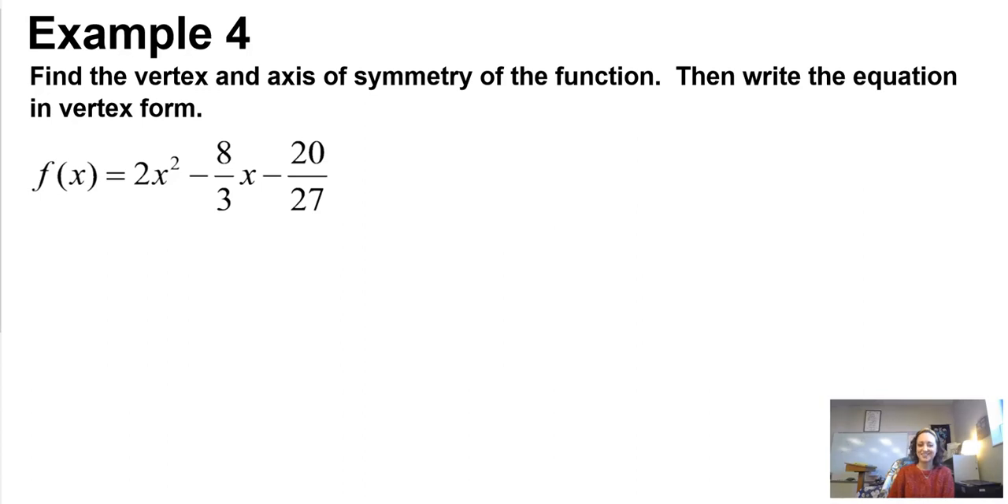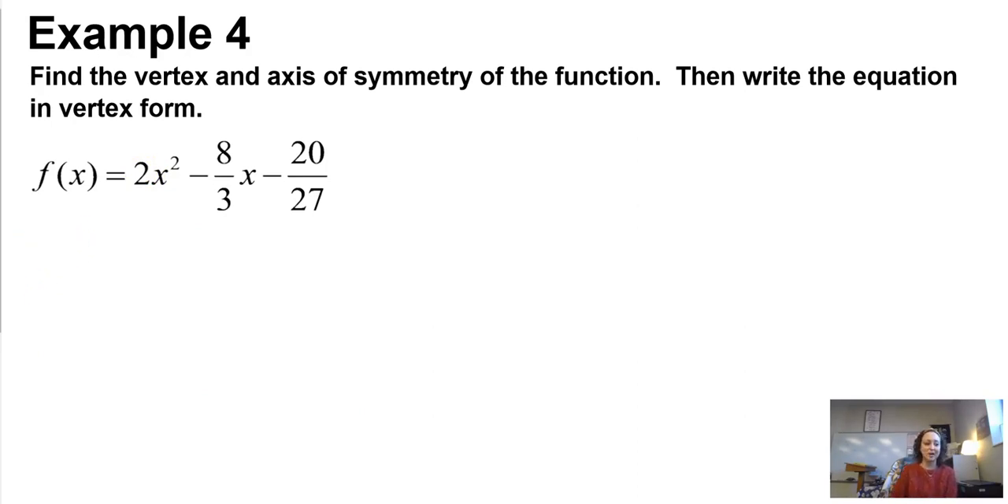All right, force a pause on your screen. Can you please copy this function for example 4? All right, we're back. So it says find the vertex and axis of symmetry of the function, then write the equation in vertex form. Okay, so let's first find the vertex, which you can see would not be that fun to complete the square for, especially since you've got this leading coefficient that's different from 1, and you've got these fractions and such, because I know how much you all love fractions.